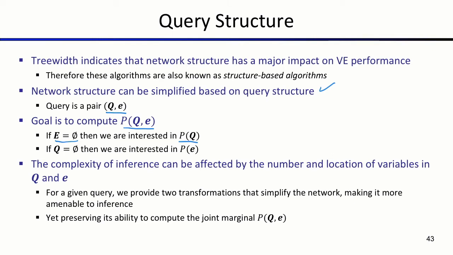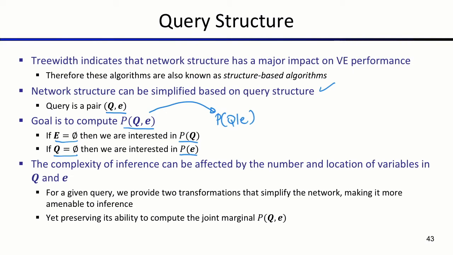Another query that we can answer is when we make an empty set for the query variables, where we will answer what is P of E. That's the probability of evidence. And we can also, of course, answer the posterior queries. So we are interested in the posterior marginals. In this case, we want to compute P of Q given E, which we can get from the joint by just normalizing the numbers in the resulting factor. So we haven't seen this before.